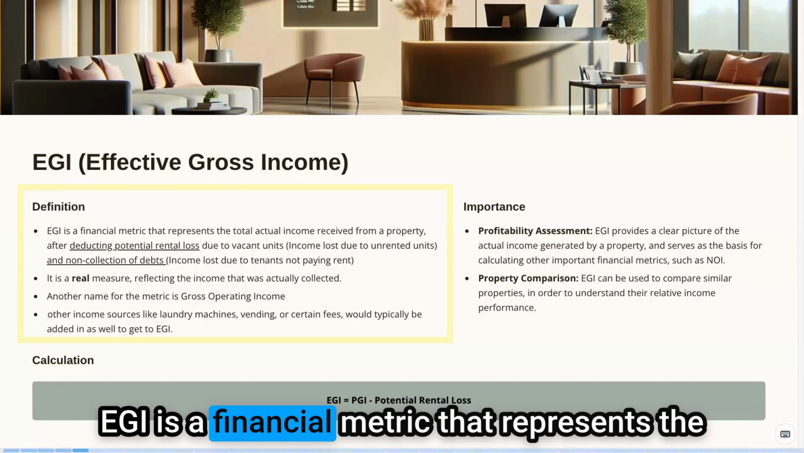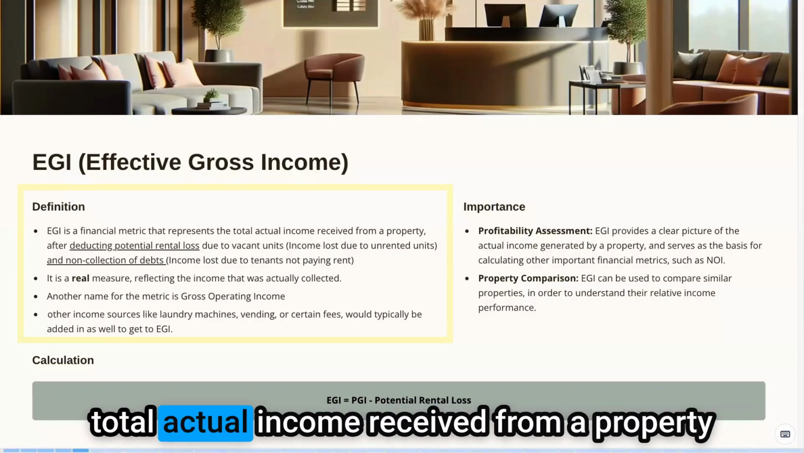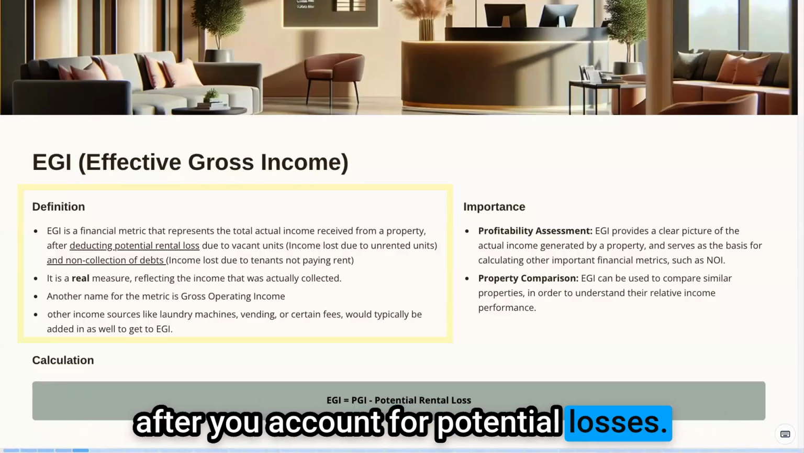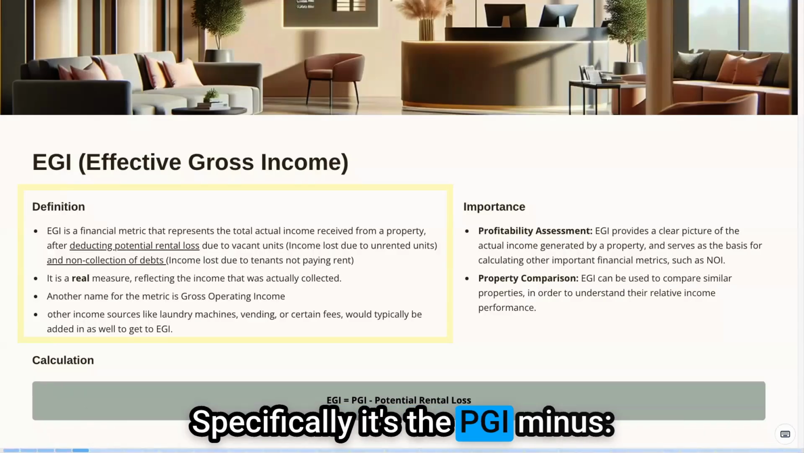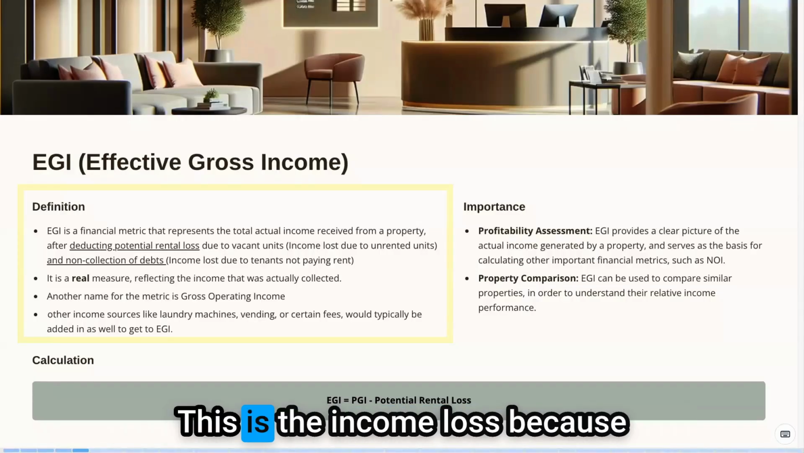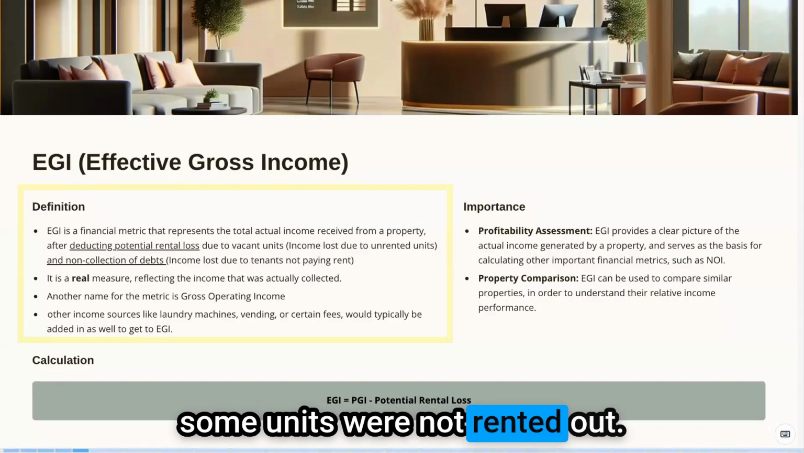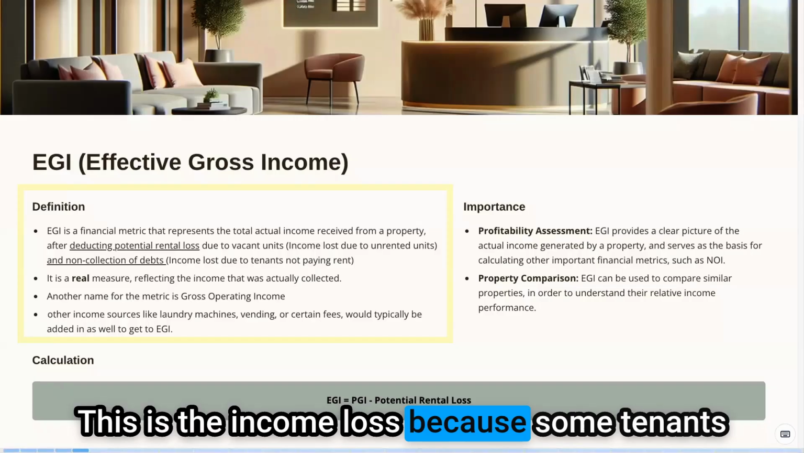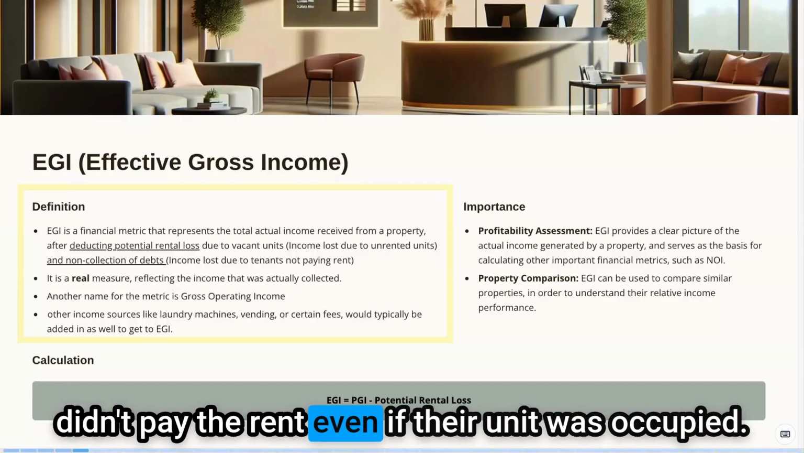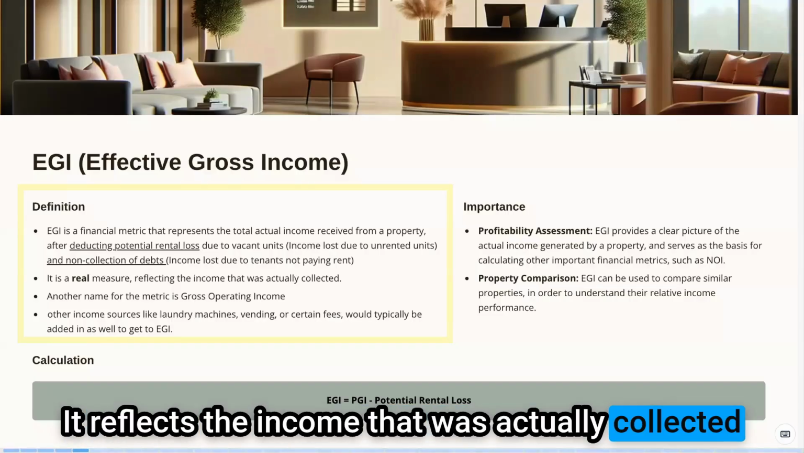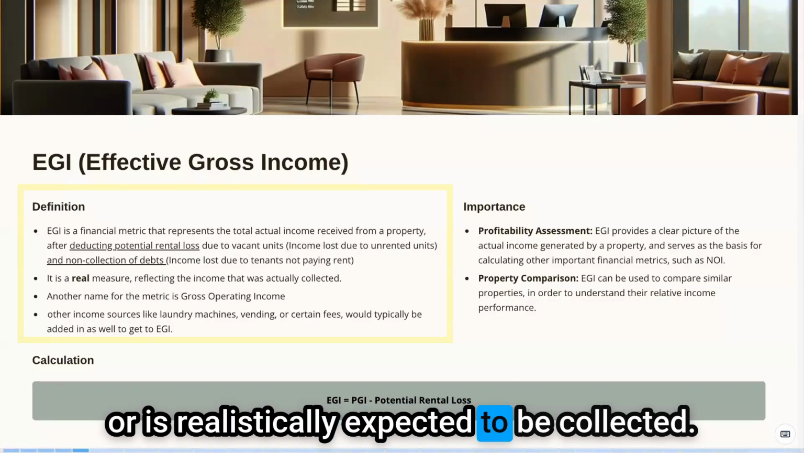EGI is a financial metric that represents the total actual income received from a property after you account for potential losses. Specifically, it's the PGI minus potential rental loss due to vacant units. This is the income loss because some units were not rented out. Non-collection of debts. This is the income loss because some tenants didn't pay their rent even if their unit was occupied. So, EGI is a real measure. It reflects the income that was actually collected or is realistically expected to be collected.